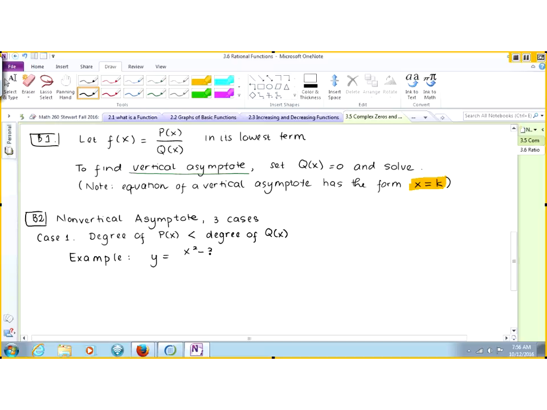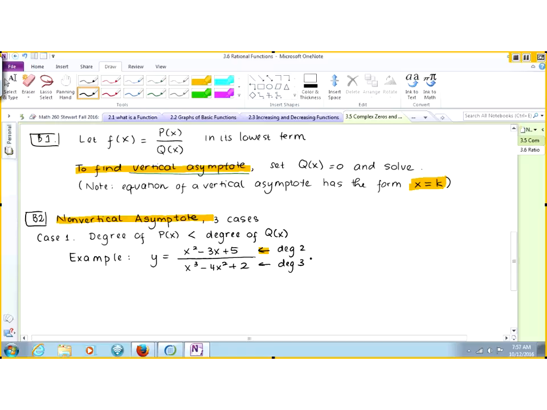Y is equal to x squared minus 3x plus 5 divided by x cubed minus 4x squared plus 2, for example. So what's the degree of the numerator here? 2? Yes, thank you. So the degree is 2. And the denominator?